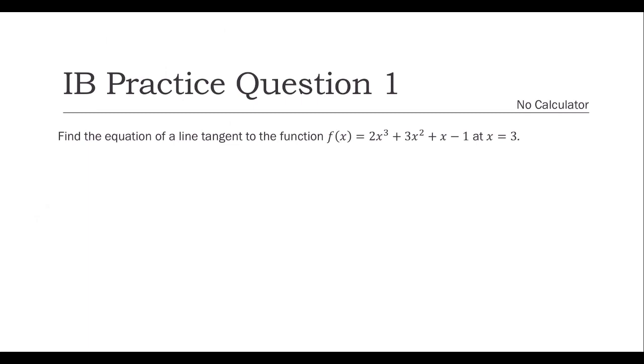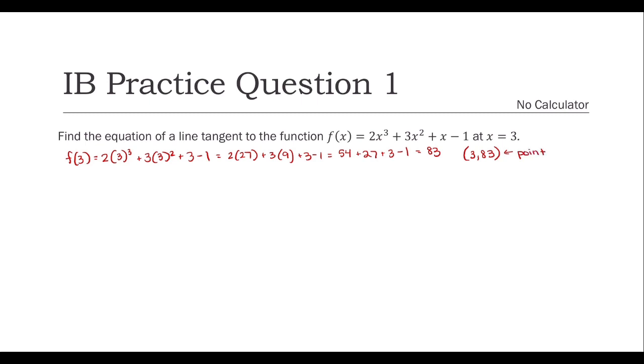So our first step is plugging x into the original function. So we're going to find f of 3, which will equal 2 times 3 cubed plus 3 times 3 squared plus 3 minus 1. So this equals 2 times 27 plus 3 times 9 plus 3 minus 1, which equals 54 plus 27 plus 3 minus 1, which equals 83. So your point would be (3, 83).